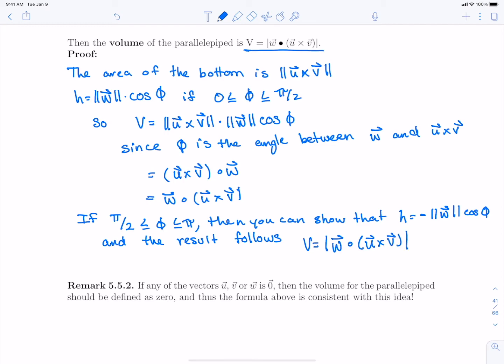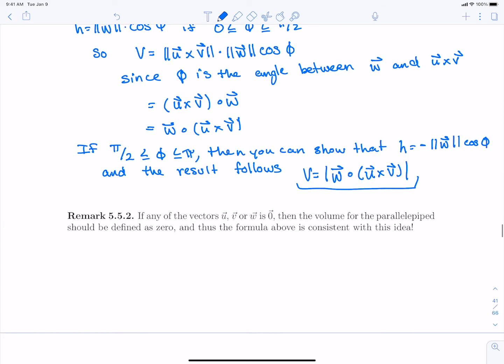So we state the formula using the absolute values as kind of a catch-all to make sure that we don't forget that we want to state volume as positive in all situations. Now, just one little remark at the bottom, though, is that if any of the vectors u, v, or w is 0, then the volume's also 0, because we don't get volume from a zero vector, from nothing.